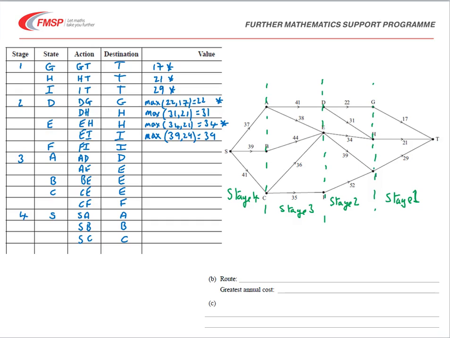And finally for F, there's only one action from F, and that has a weight of 52, so we're looking at the maximum of 52 and I 29, and of course that is a value of 52, but for that particular state that's our current minimum.